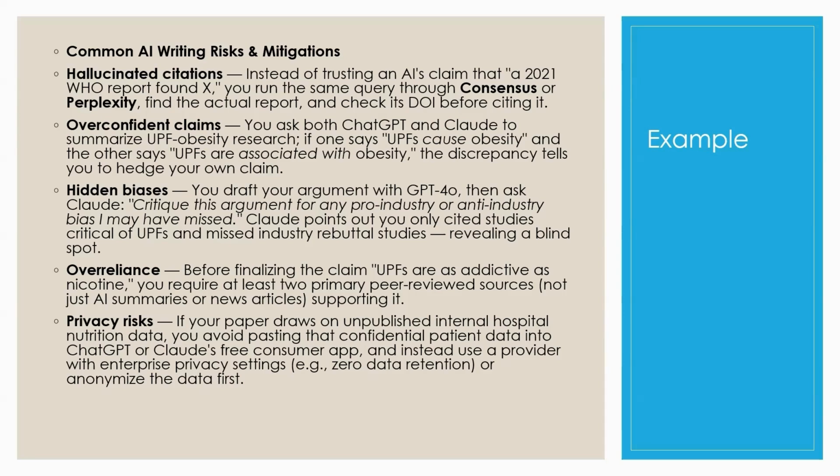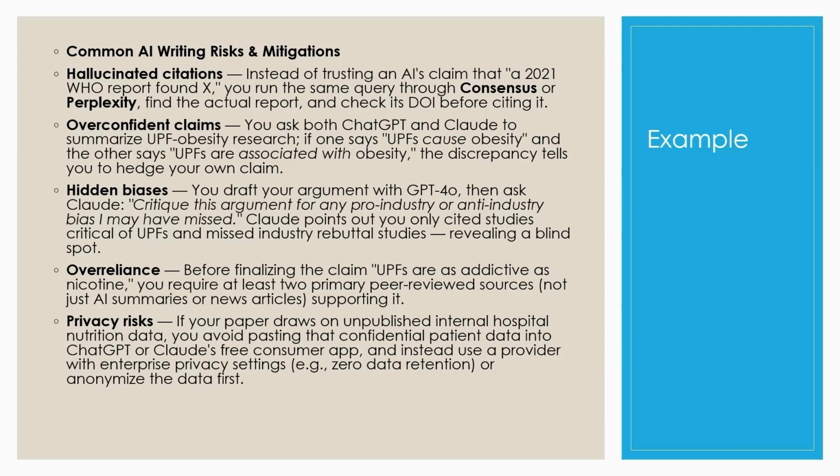Overconfident claims: one says UPFs cause obesity, and the other says UPFs are associated with obesity, right? So this discrepancy tells you to hedge your own claim. You can always avoid making a causation-related statement. So when you browse through an AI-made document, we actually need to look through it for overconfident claims, like whether there is any overconfident claim or not, right?